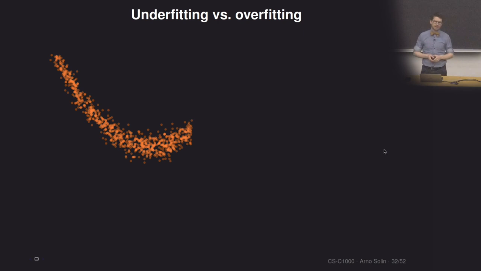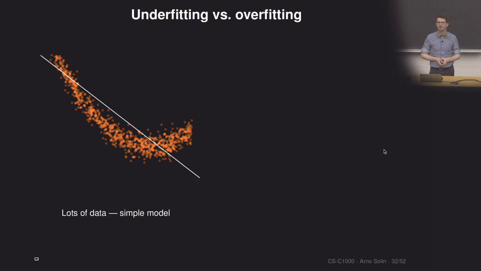underfitting and overfitting. Basically, if this would be the data, would you choose a linear model for this? Could you explain this with a line? Nah. So you have a lot of data and you choose a too simple model. You underfit. The model cannot explain the data.